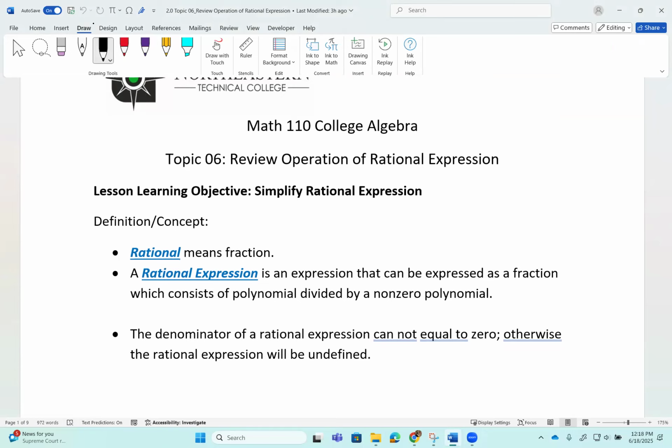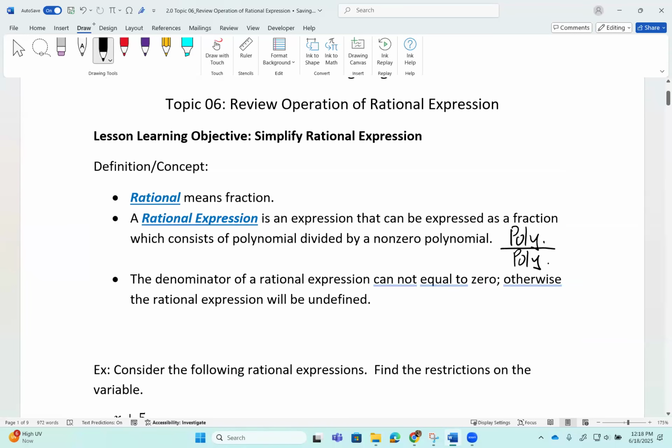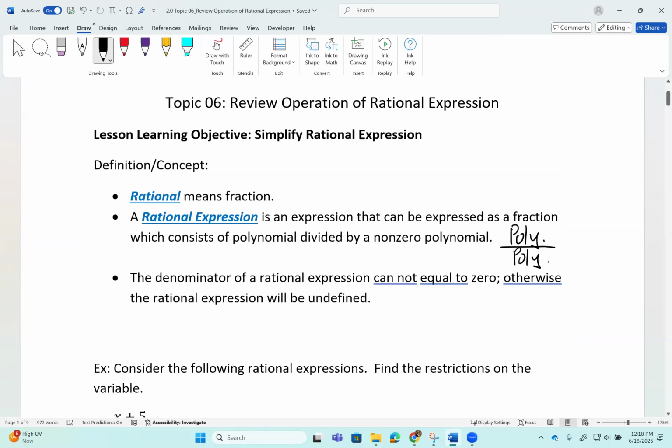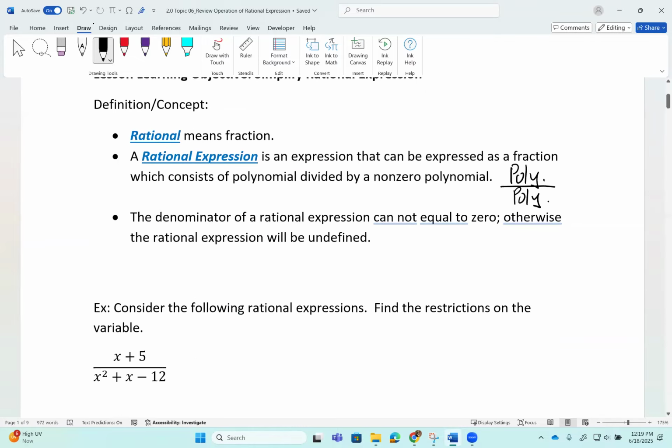So a rational expression is an expression that can be expressed as a fraction, which consists of a polynomial divided by a polynomial. So a rational expression has got to be a polynomial divided by a polynomial. Okay, that's what's considered a rational expression. So as you can recall, the denominator of any fraction or rational expression cannot equal 0. Otherwise, it will be considered undefined.